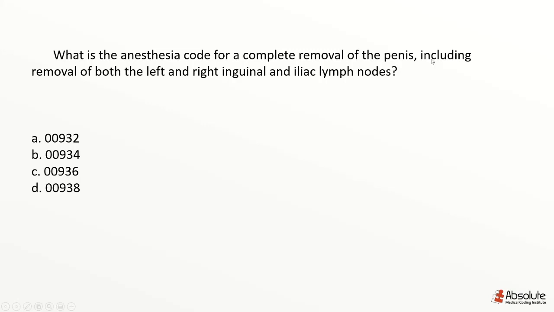A 00932, B 00934, C 00936, D 00938. What is the anesthesia code for a complete removal of the penis, including removal of both the left and right inguinal and iliac lymph nodes? Your time starts now, coders.